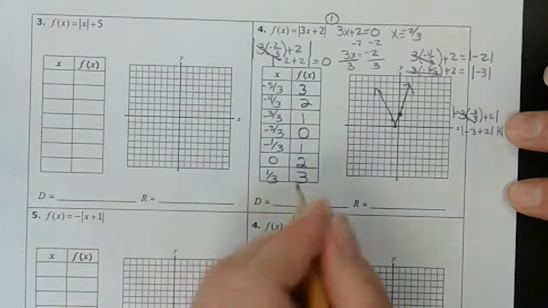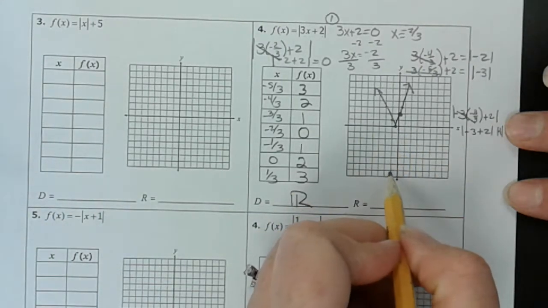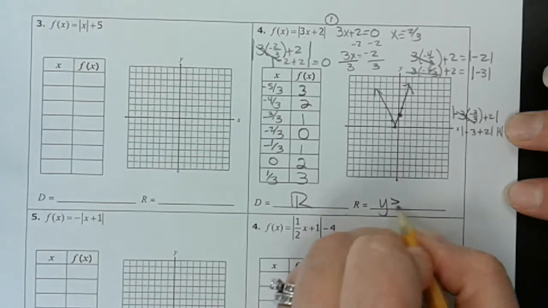All right. Again, let's look at our domain and range. Domain is going to be all real numbers. The range, we don't have any values down here, which means that all of our y's are greater than or equal to 0.